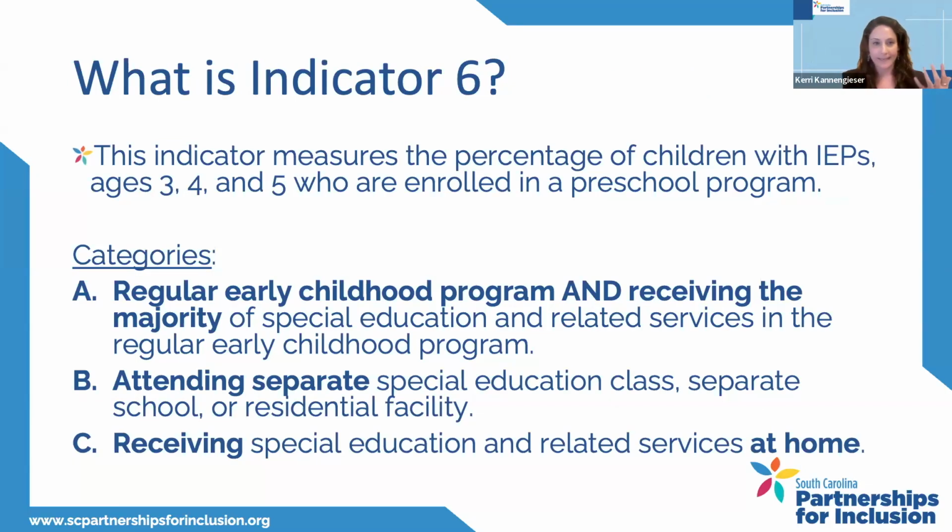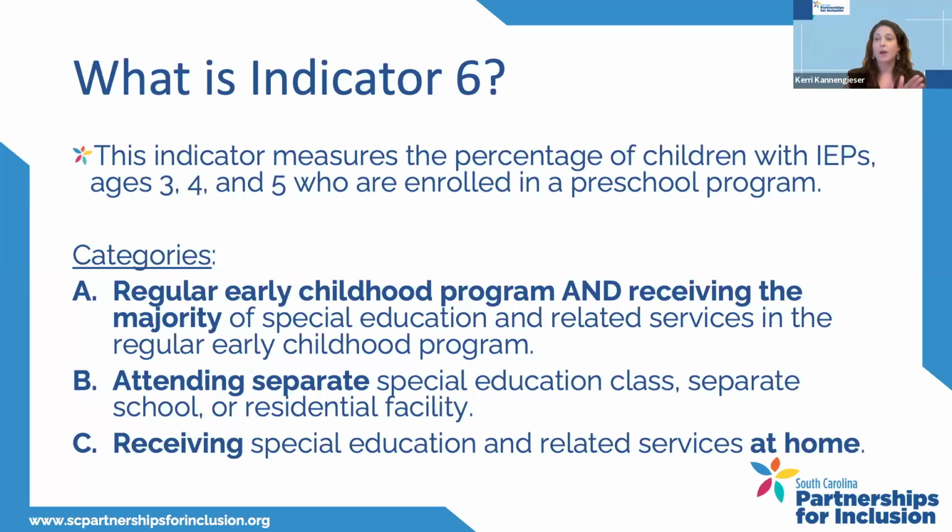So what is Indicator 6? We're in the education space, and we know there's kind of alphabet soup and all of these terms we throw around. This particular measure measures the percentage of our preschool children with IEPs, so that's ages 3, 4, and 5, not yet in kindergarten, who are enrolled in a preschool program. And the categories are broken down as such, like Melissa mentioned. Category A includes the regular early childhood program. The children are in that program and they're receiving the majority of their services for special education and related services within the regular early childhood program.